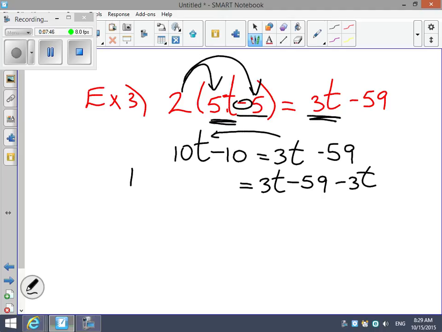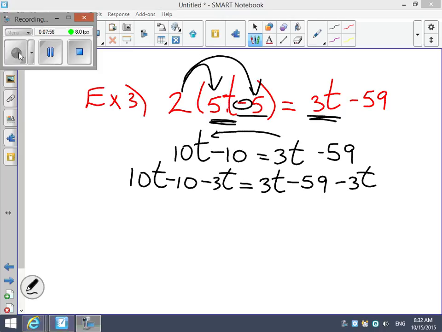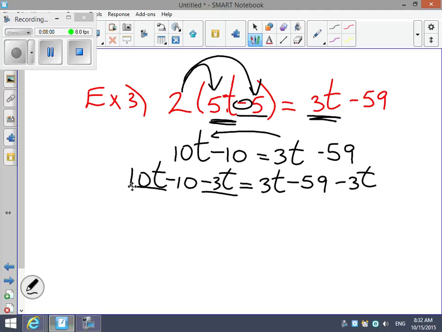Here we have 10t minus 10, and if we took 3t away from there, we have to take it away from here. Okay, so now that I have this, I have to do 10t minus 3t. I'm going to collect my terms first. By the way, 3t minus 3t, they're gone. So 10t minus 3t is 7t minus 10 is equal to negative 59.